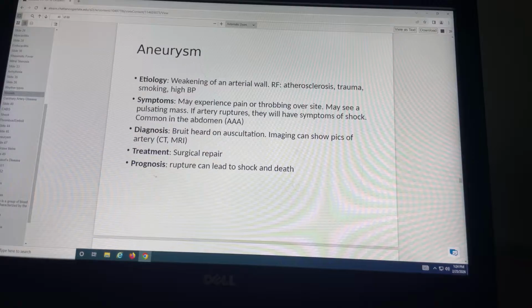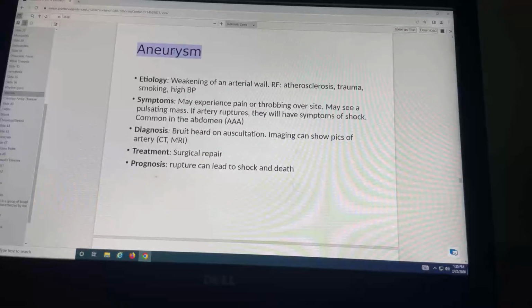Symptoms, I mean, obviously most people don't realize it's happening until it's happening, so they could experience some pain or throbbing over that site. The most common kind of aneurysm is usually in the abdomen, it's the AAA, not a AAA battery, but that's just what we call it, a AAA. It's an abdominal aortic aneurysm. The aorta comes out of your heart and goes all the way down through your abdomen. I don't know why, but that happens to be a very common site of aneurysm.